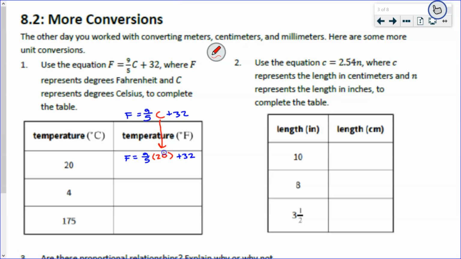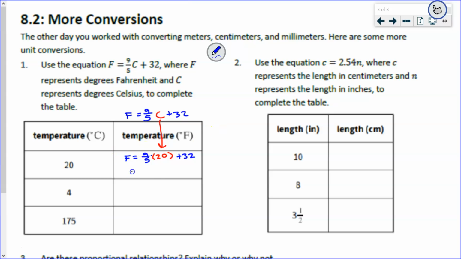But in doing that, do you see how I put that 20 in parentheses? It's so that we don't lose the operation. Because now I remember that the operation here between the 9/5 and the C, or the 9/5 and the 20, is multiplication. And we just have to type that into our calculators. Go ahead and plug it in now if you haven't already done so. 9/5 times 20 plus 32.